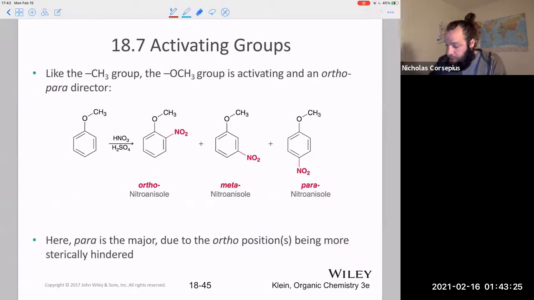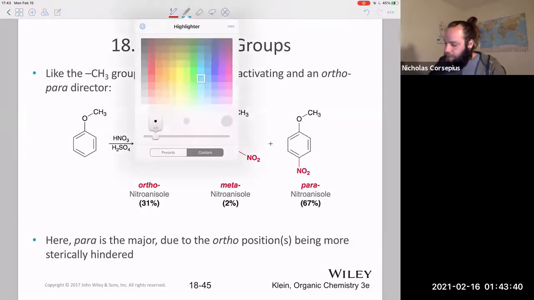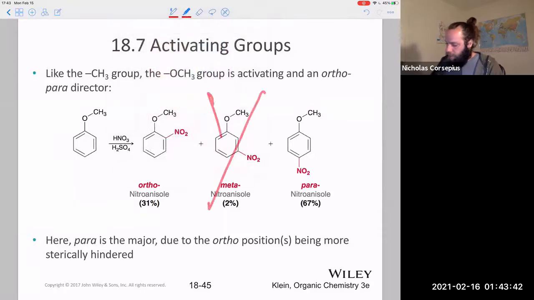And then in terms of the regioselectivity of the distribution here, we get 31% ortho, only 2% meta, and 67% para. So again, we can basically say that this is not a meta director, but it is an ortho-para directing substituent. Notice that our distribution kind of flipped here. I actually have less ortho than para.